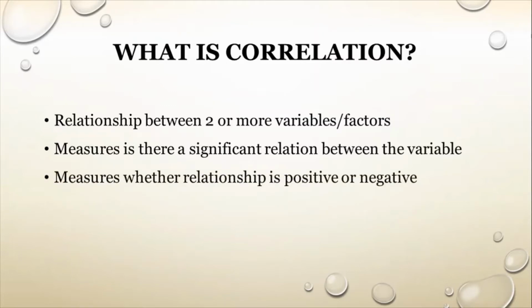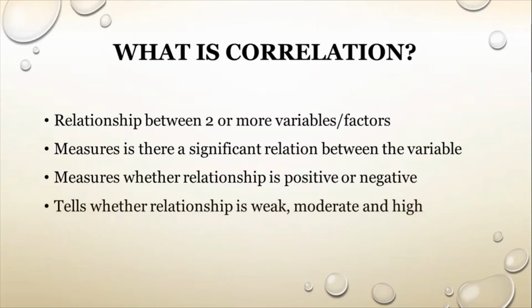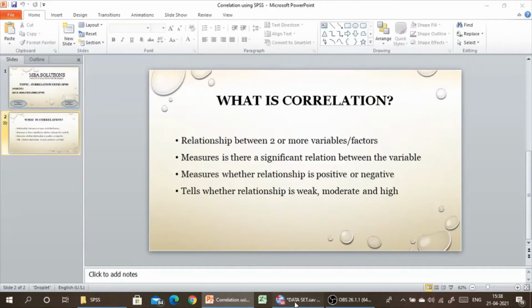It also measures whether the relationship is positive or negative. So correlation will tell whether the relationship is positive or negative. And finally, it tells whether the relationship is weak, moderate, or high. So all these we will try to discuss using data in SPSS.